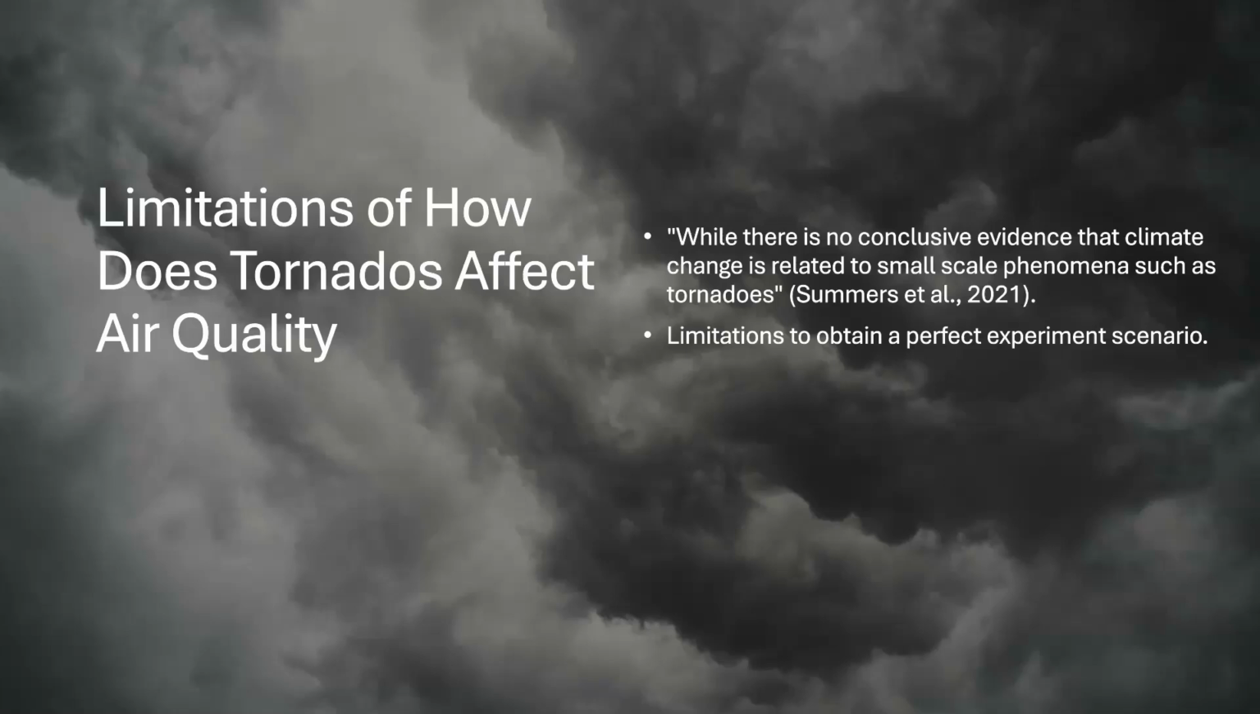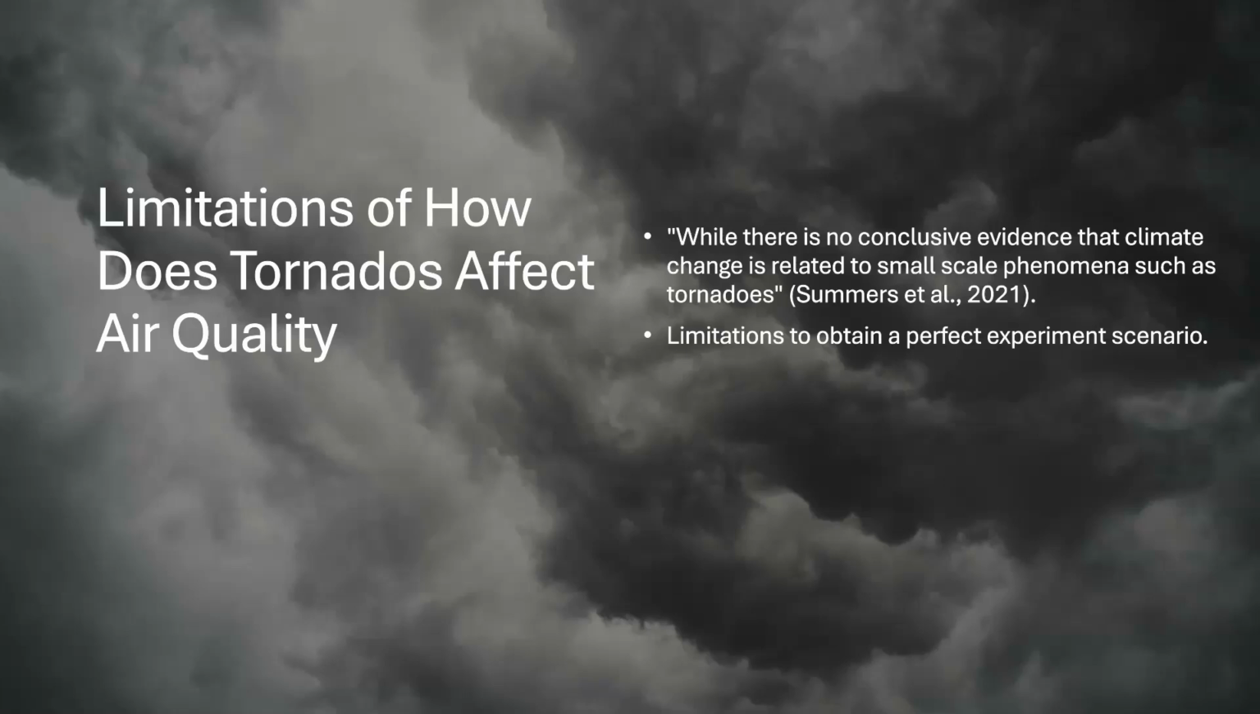So, some limitations of my topic of how tornadoes affect air quality is that even though we have a lot of data and research behind it, we don't have conclusive proof that air quality and tornadoes are connected. One reason is that we don't have a perfectly controlled experiment. The atmosphere is such a vast and hard thing to control and measure.